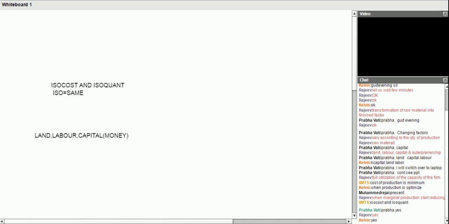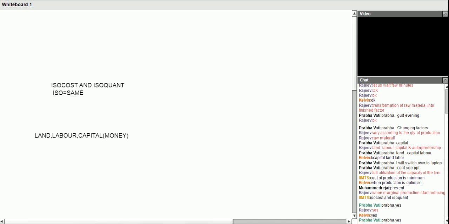So what is the cost of labor? Cost of labor is the wages which we pay to the labor. Labor is not free for us. We have to pay wages to the labor, isn't it? So the wages are the cost for the labor. Okay, is it clear?